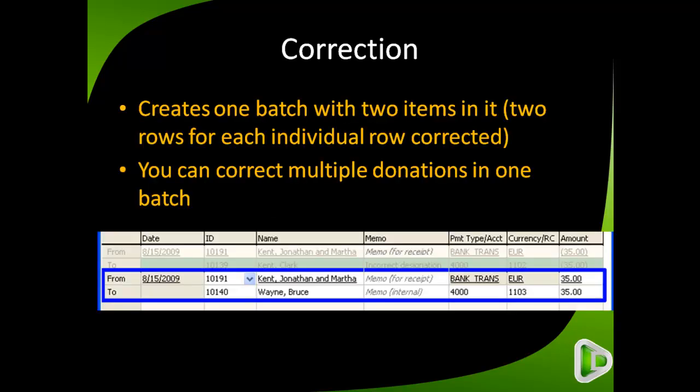A correction creates one batch with 2 items in it, that is, 2 rows for each row that is corrected. And you can also correct multiple donations in one batch, or correct an entire batch all at once.